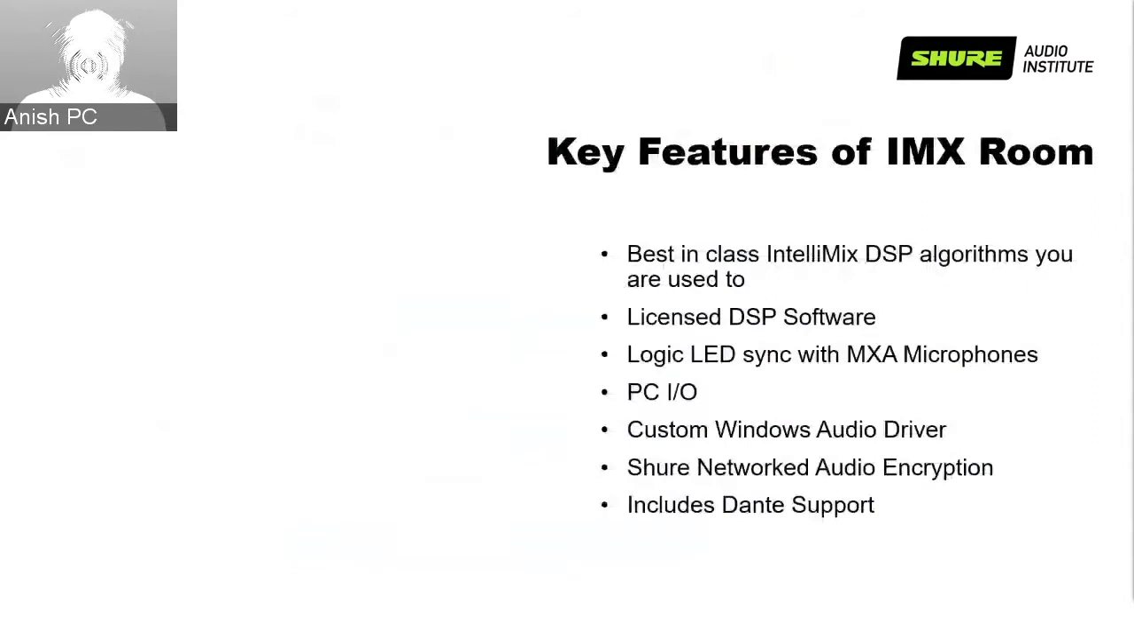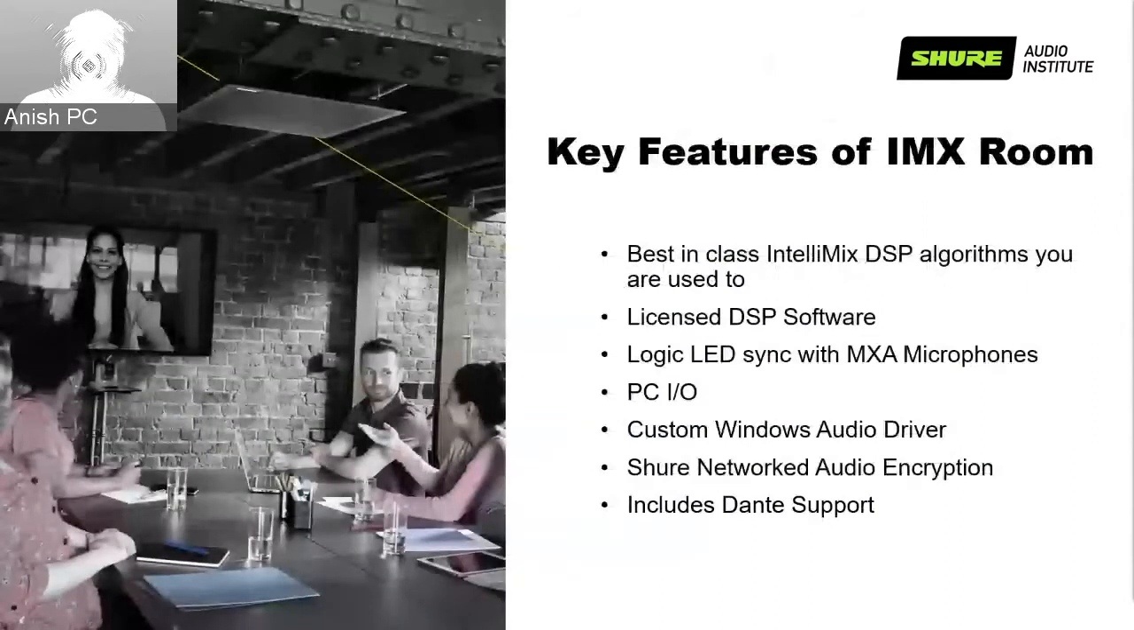What are the key features of IMX room? The IMX room features the best-in-class AEC, noise reduction, AGC, and automatic mixing that is available in our IntelliMix DSP. It is a licensed DSP software that is scalable to 8 or 16 channels, and it features logic LED sync with Shure Microflex wireless microphones.